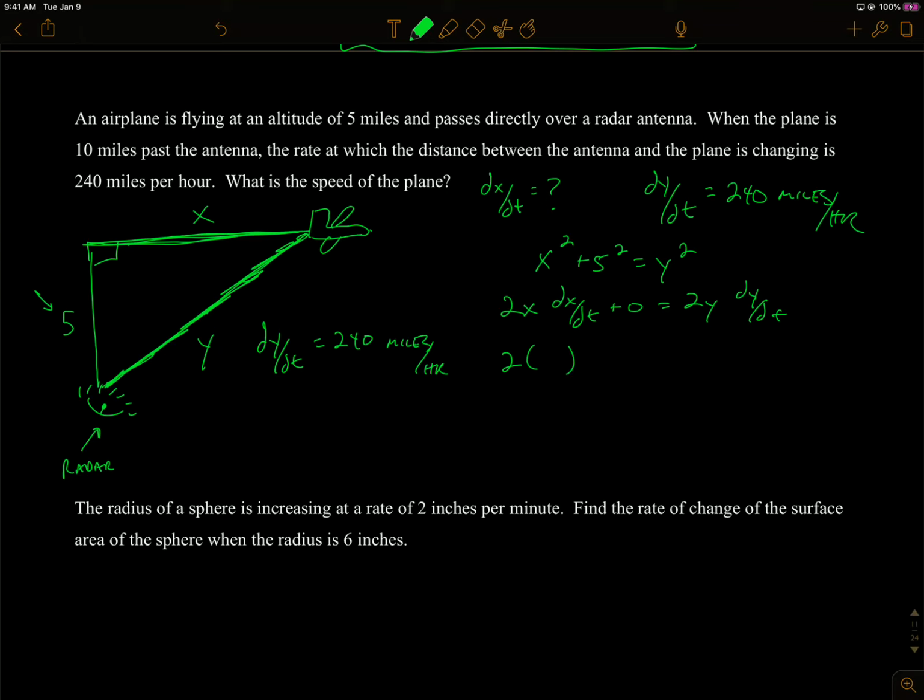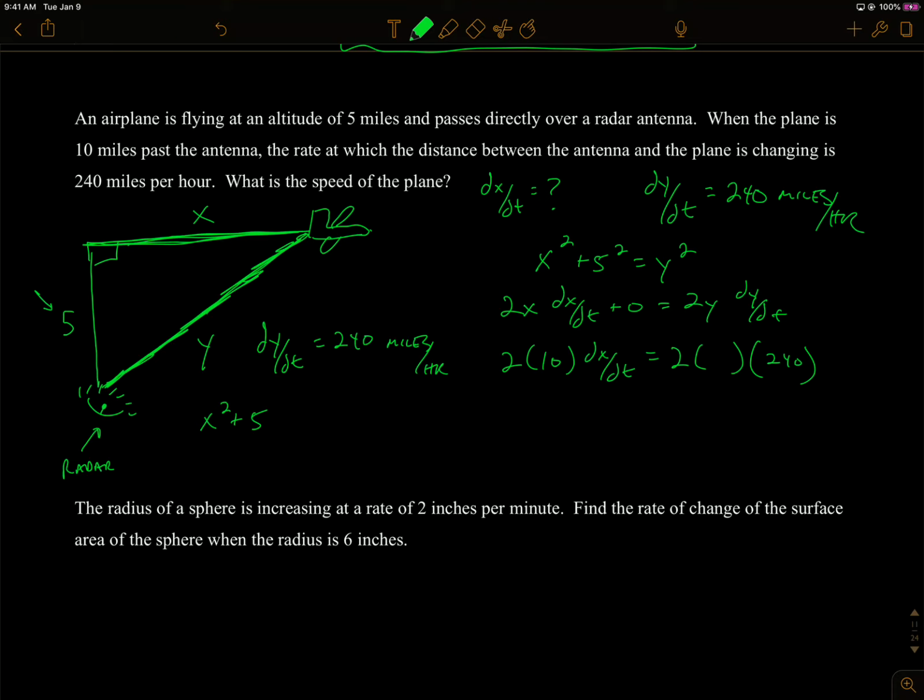So what's x? Well, x is 10 now. Now I can freeze the picture and plug in my x. It says when the plane is 10 miles past, so x is 10. dx dt is what we're trying to solve for, the speed of the plane. dy dt is 240. Y, we need to find, we can use our equation. We're going to go on the side and find that.